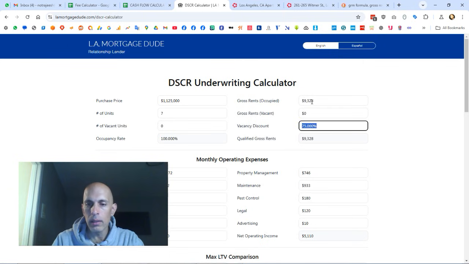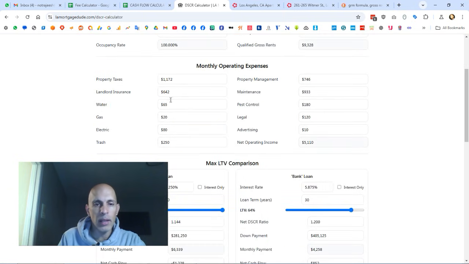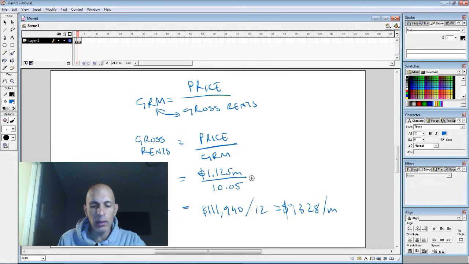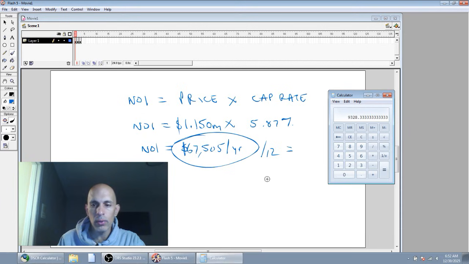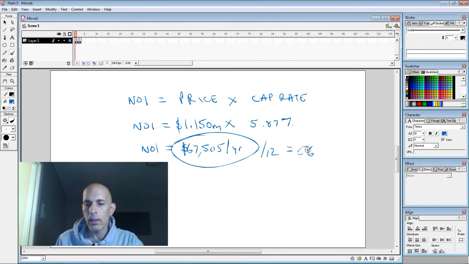93.28. Okay, and now property taxes, water. We know that. Let's see here. What is 67,505 divided by 12? That is 56.25 per month.